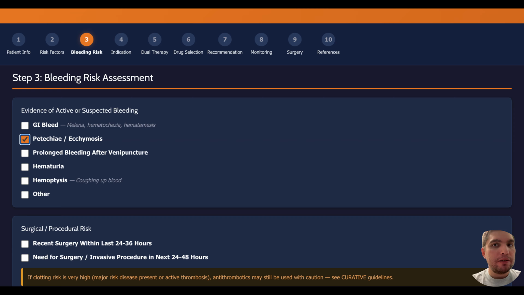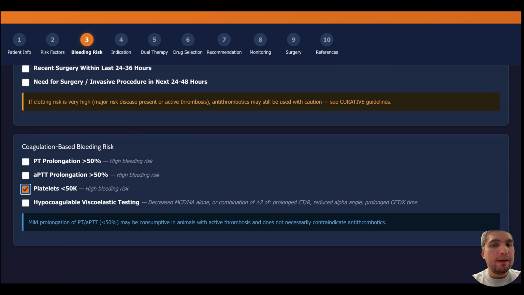But if for some reason you're planning to do surgery in the next 24 hours, or there's a need for surgery or invasive procedure in the next 24 to 48 hours, that's what you're going to choose here. And here we're going to assess the bleeding risks based on coagulation parameters. In our case, PT, PTT were normal, so we're not going to check that. Our platelet count was less than 50,000. And again, we're going to skip the viscoelastic testing for now.